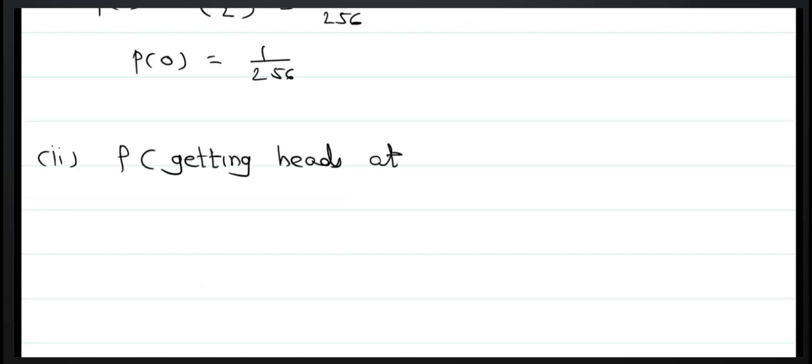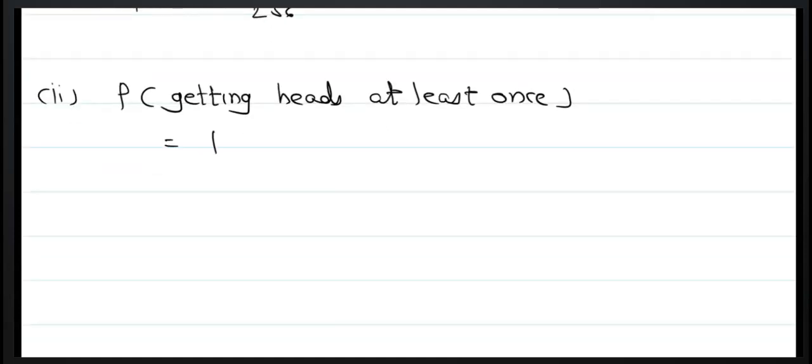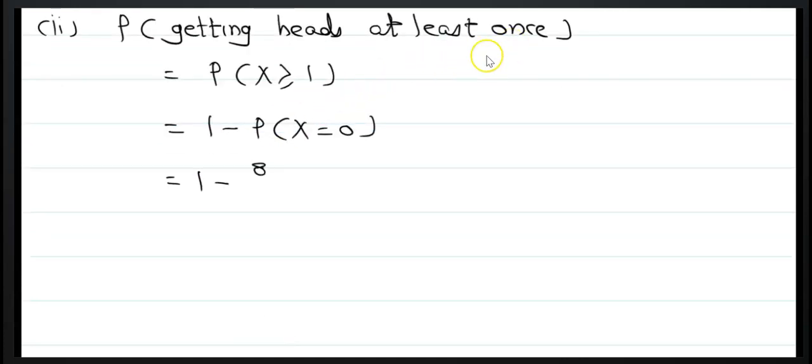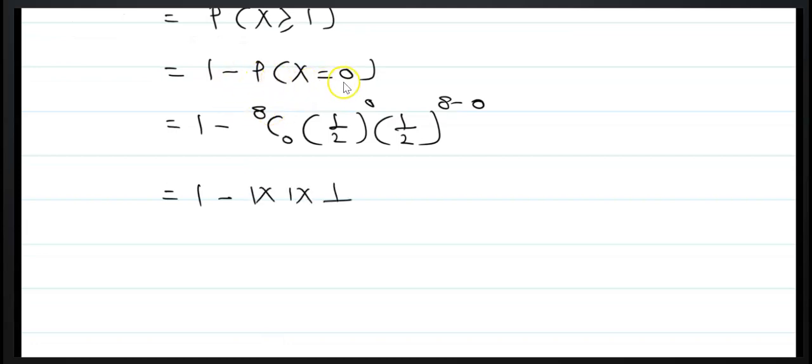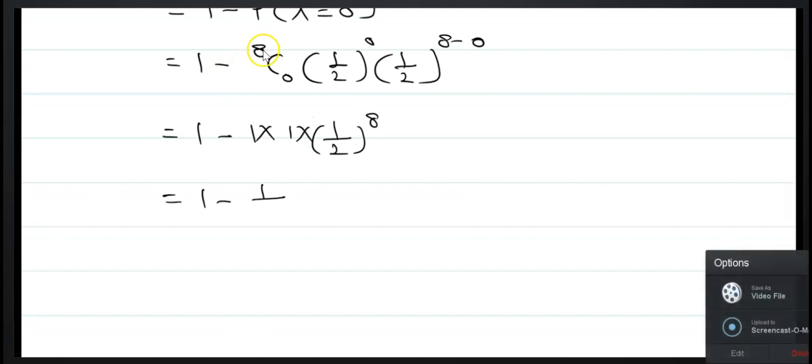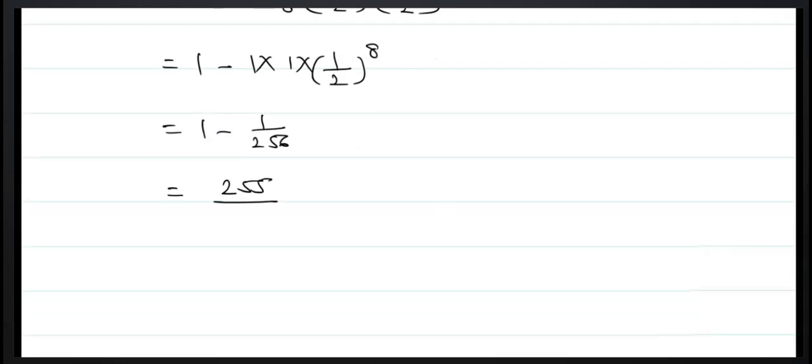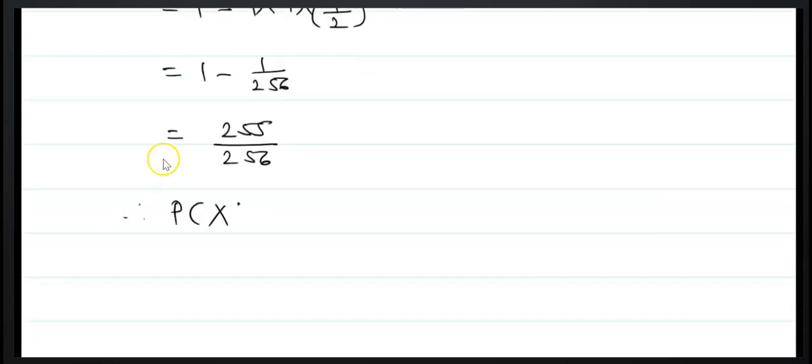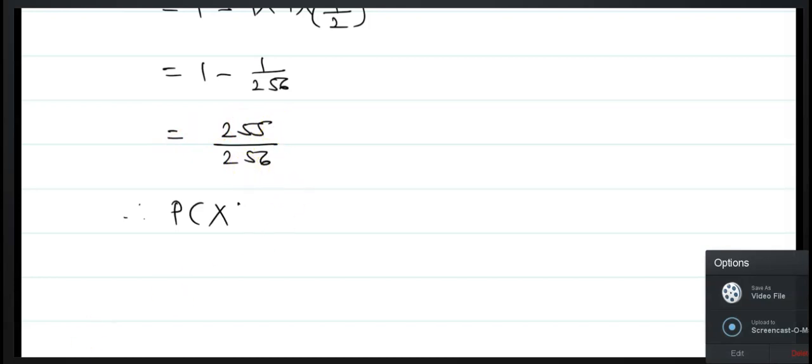getting head at least once. That is P(X ≥ 1). That is nothing but 1 minus P(X = 0). Now substitute 8C0 (1 upon 2)^0 (1 upon 2)^(8−0). This is 1 into 1, 1 upon 2^8. That is 1 minus 1 upon 256. That is nothing but 255 upon 256.